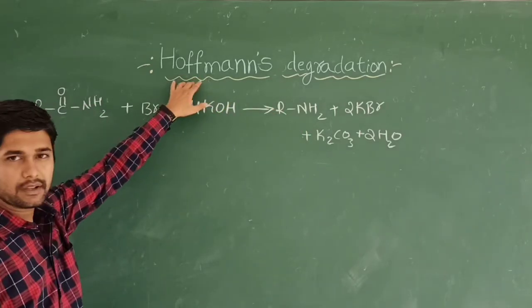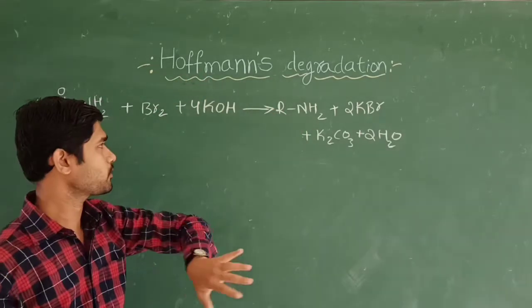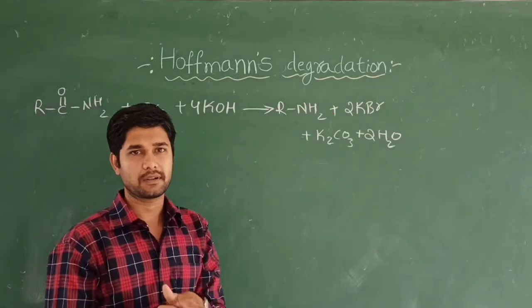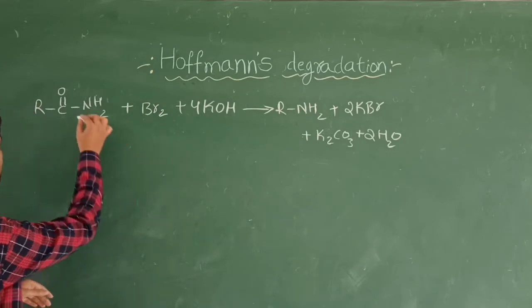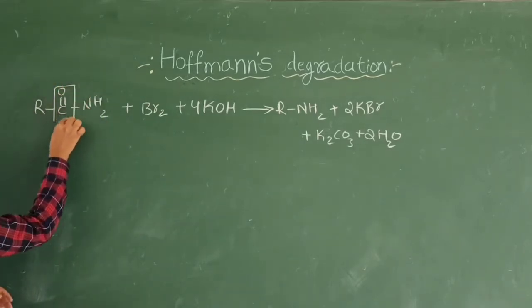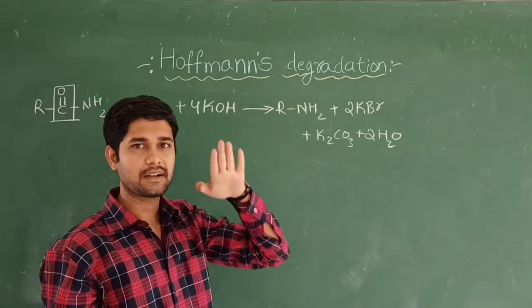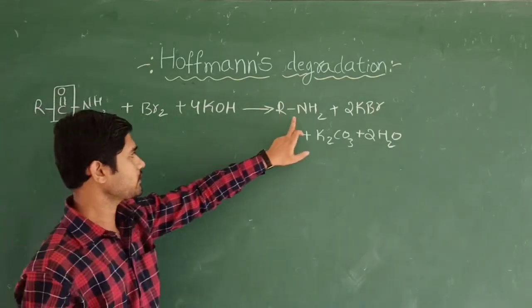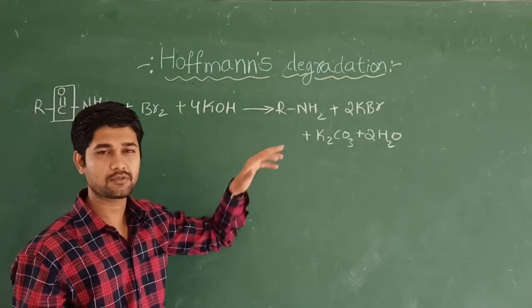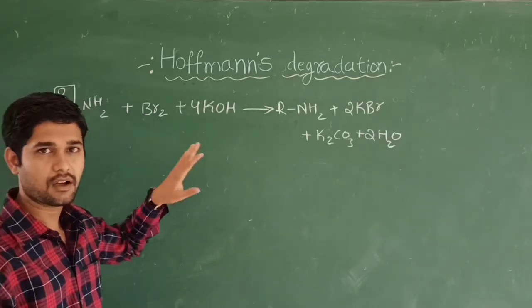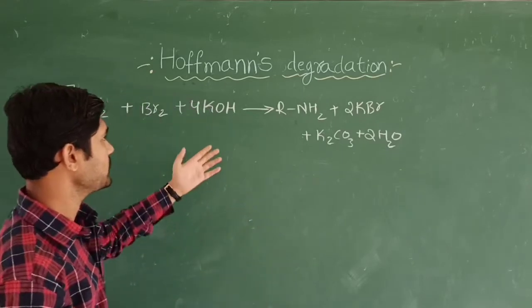Hoffman is the scientist who produced the primary amine. Degradation means decreasing the carbon atom. This is the functional group, and in this group one carbon atom is there. As the name indicates, degradation is decreasing, so in the product there is no such carbon atom. That is called degradation.